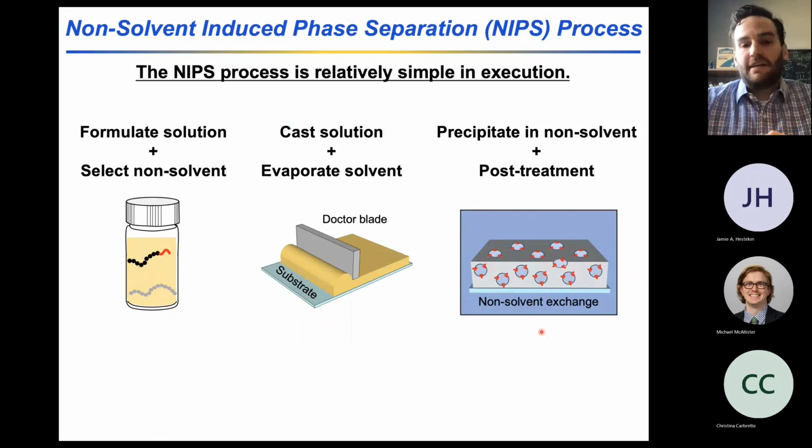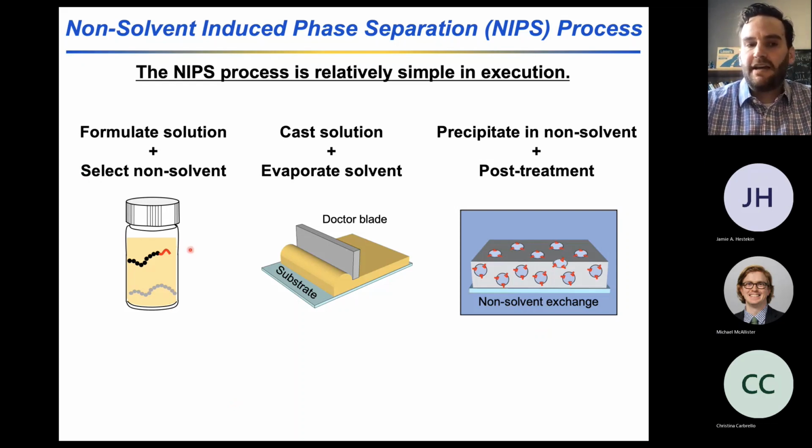And one way that I'd like to talk in a little bit more detail about today that people have been able to accomplish this is using non-solvent induced phase separation processes, sometimes referred to as NIPS processes for short. And the first thing I'd like to convince you of is that in terms of execution, it's a very simple process to execute. I think you can break it down broadly into 3 steps.